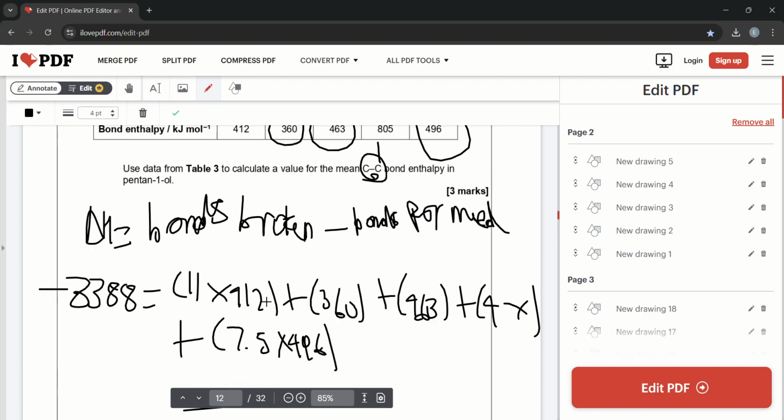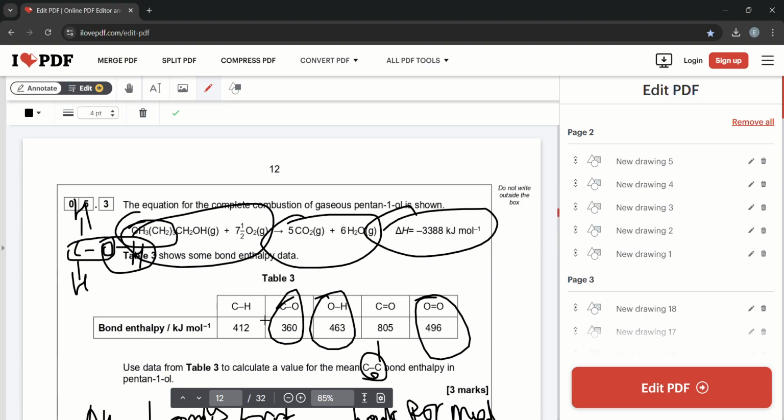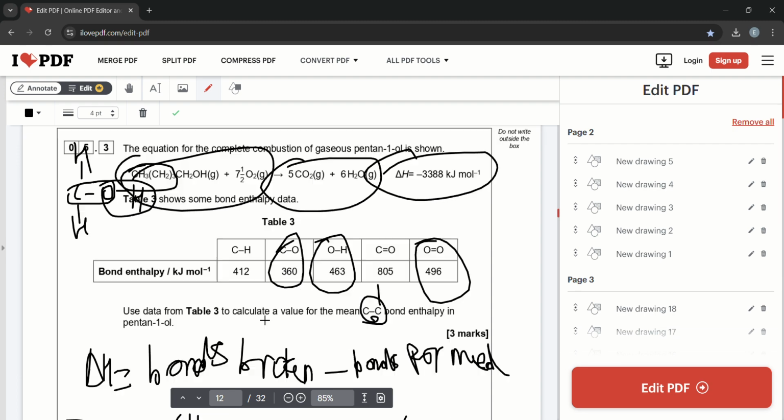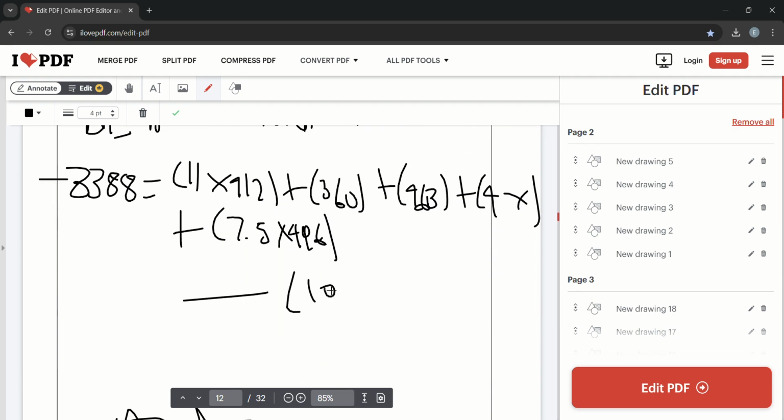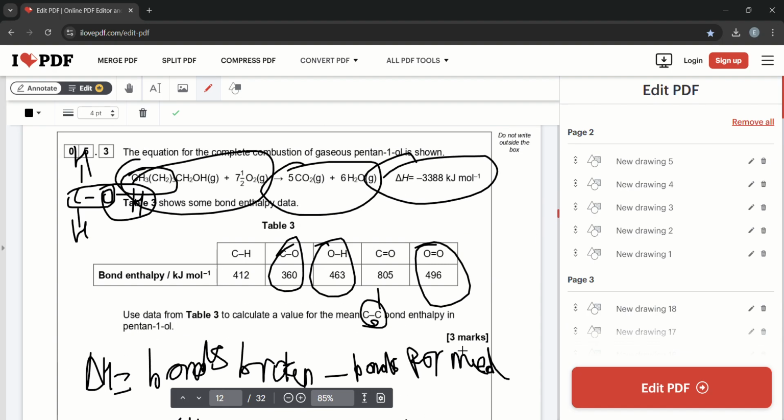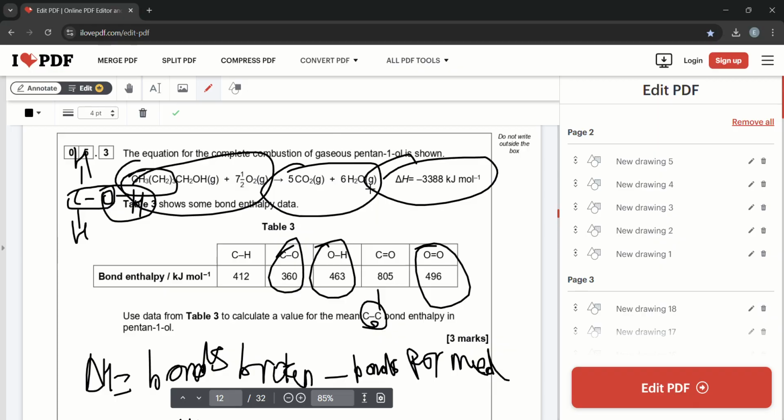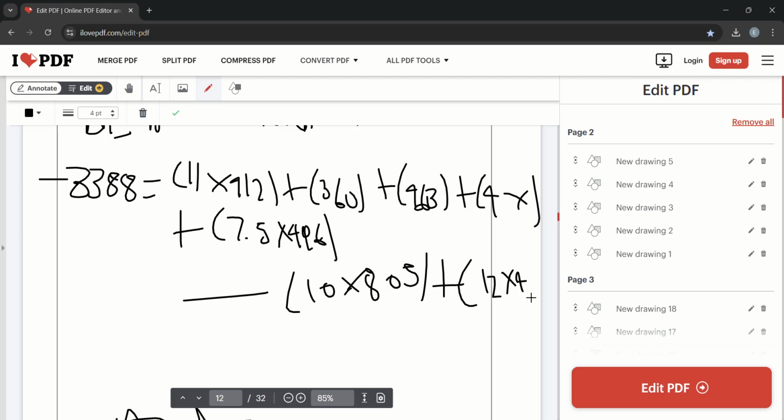Now minus bonds formed. 5 CO2, so it's going to be 10 CO double bonds, 10 times 805, plus 12 times 463, because we've got 6 H2O, so 6 times 2 is 12 OH bonds. Then rearrange it.